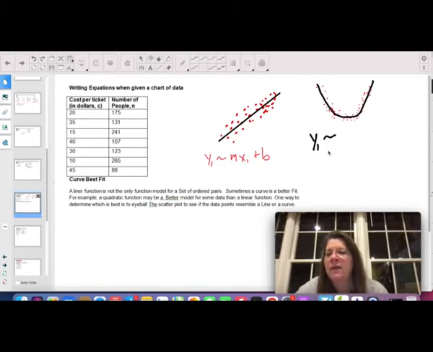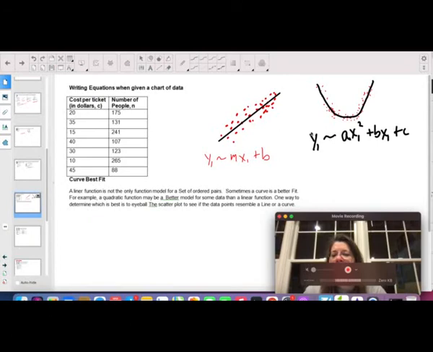It's the standard form of a quadratic, y equals ax squared plus bx plus c. So that's what we would write. Instead of y, though, we're going to put y1, and instead of x, we're going to put x1. So we would have y1 tilde equals ax1 squared plus bx1 plus c. So if our data looks like a quadratic, whether it's facing up or down, this is the equation we would put in to try to generate our quadratic function.